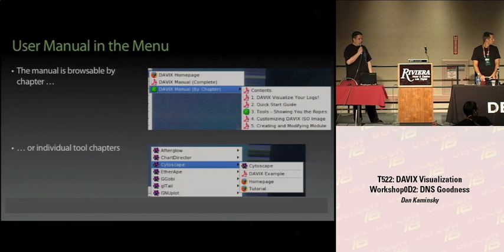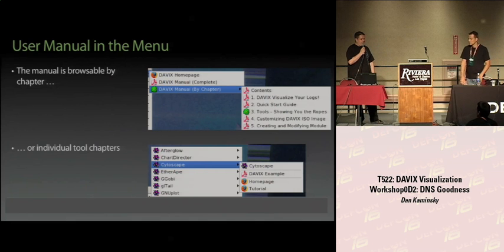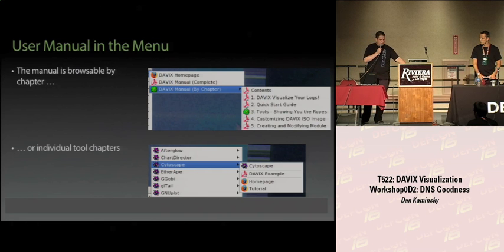Or when you look at the tools, like in the example here, you see Cytoscape. When you open up this section, you see the tool on top of it. And then on the bottom, there's a thing called DAVIX example. This is sort of the quick start example to get things visualizing in the Cytoscape, for example. And on the bottom are the external resources to the tools documentation on the internet.